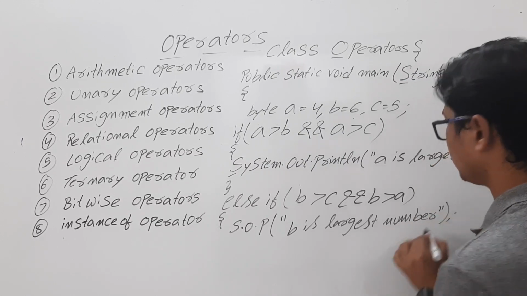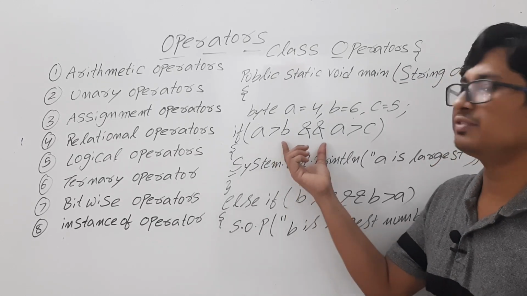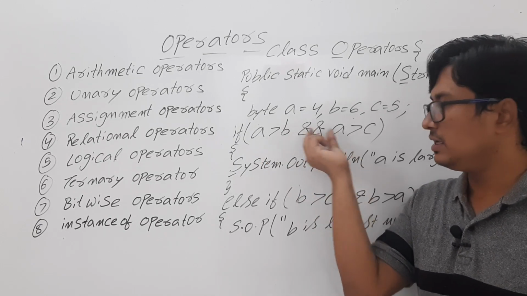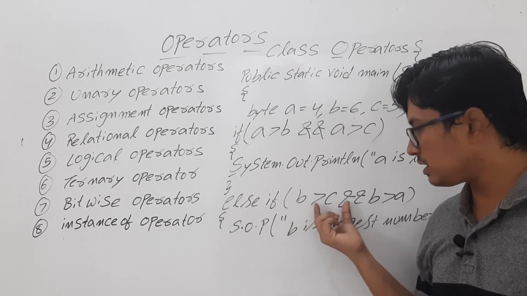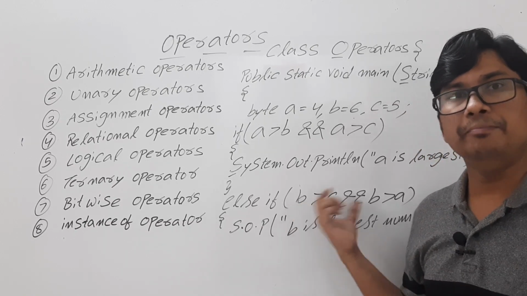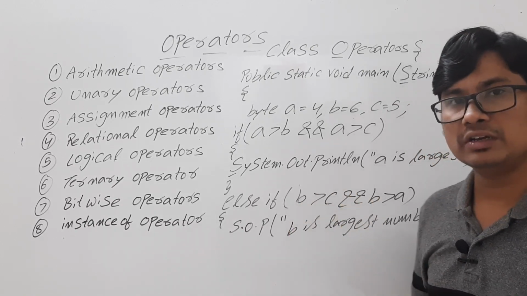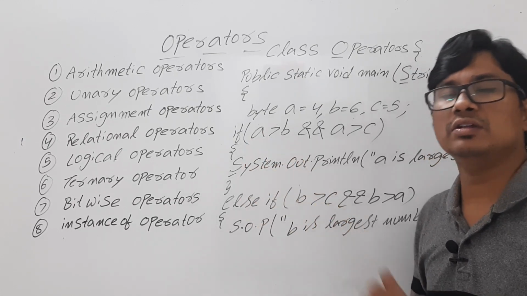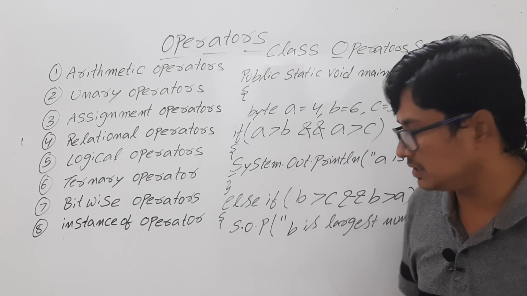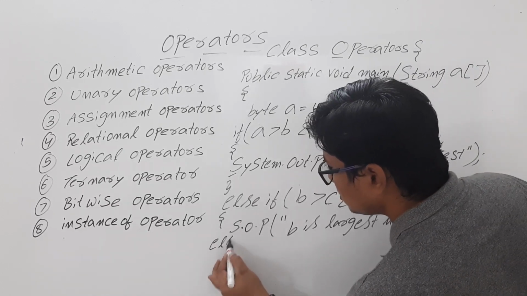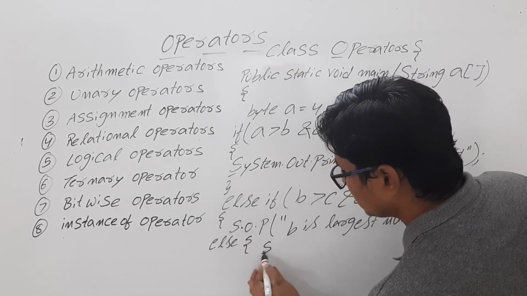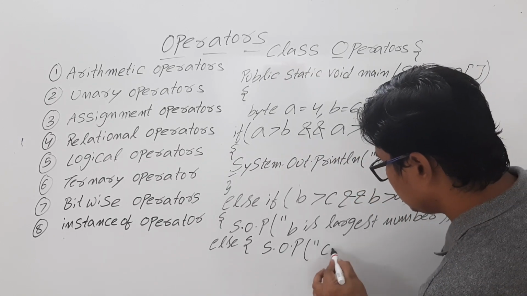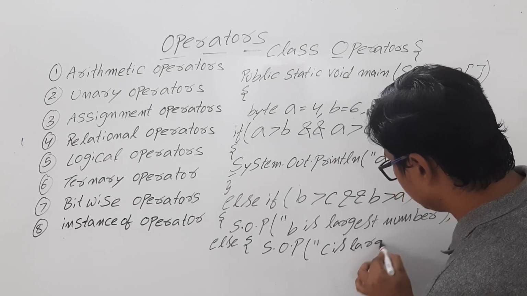Now look here. If this condition fails, meaning A is not greater than B and A is not greater than C, then control will come here. Suppose this condition is also false: B is not greater than C and B is not greater than A. The meaning is that A is not the largest number, B is not the largest number. Then which is the largest number? Else C is the largest number. I will write SOP System.out.println C is the largest number.